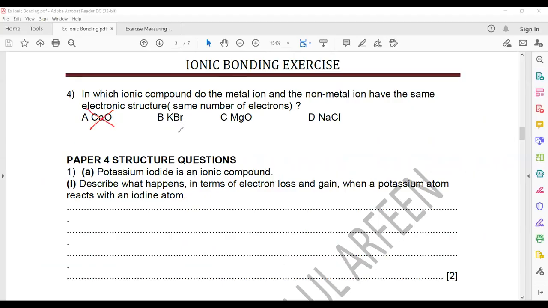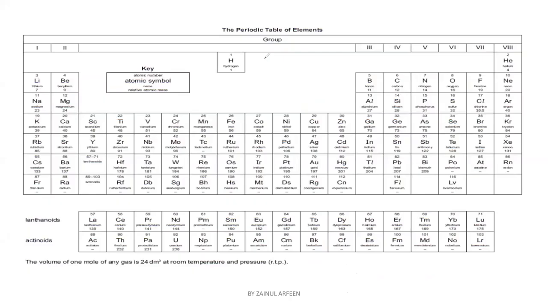Then we check option B. Option B is potassium bromide, or KBr. When we check the position of potassium, this is the position of potassium and it is having 19 electrons, the potassium atom. And when we check bromine, here is bromine and it is having 35 electrons. This is for potassium atom and bromine atom.